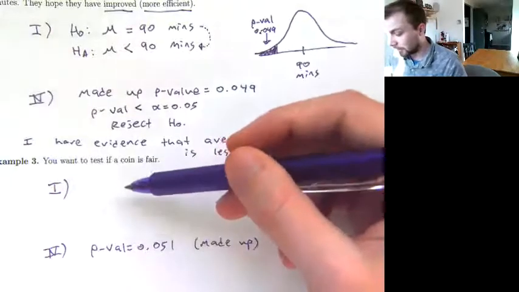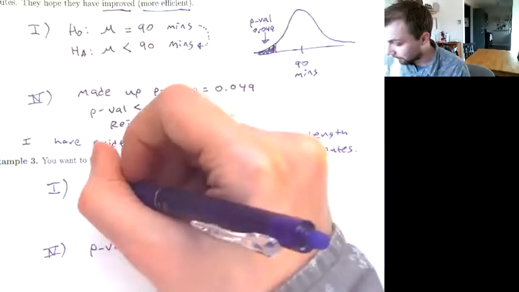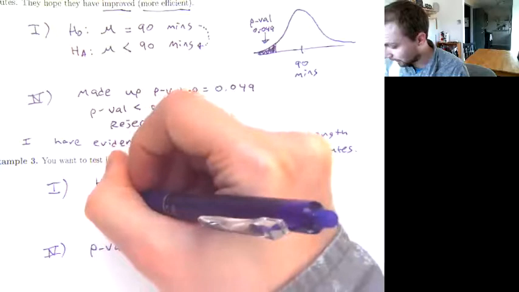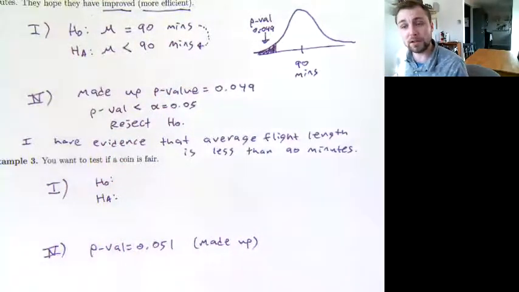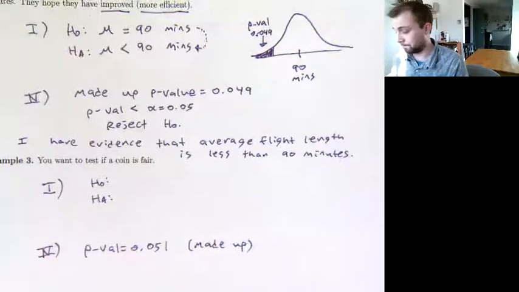I would like you to try to come up with the null and alternative hypothesis for testing a coin for fairness. And then what would your conclusion be? Do you think you would reject? Would you fail to reject? What would that mean in the context of testing to see if a coin is fair? If you're doing this at home, think about taking a minute to pause the video and try it on your own. Let's try it out together.